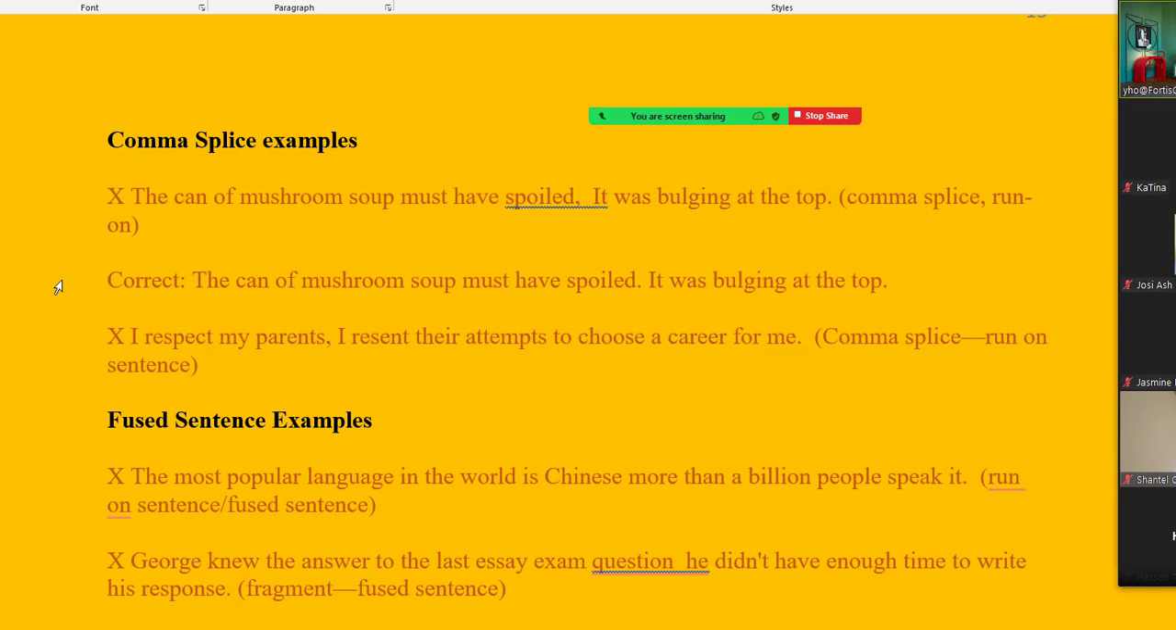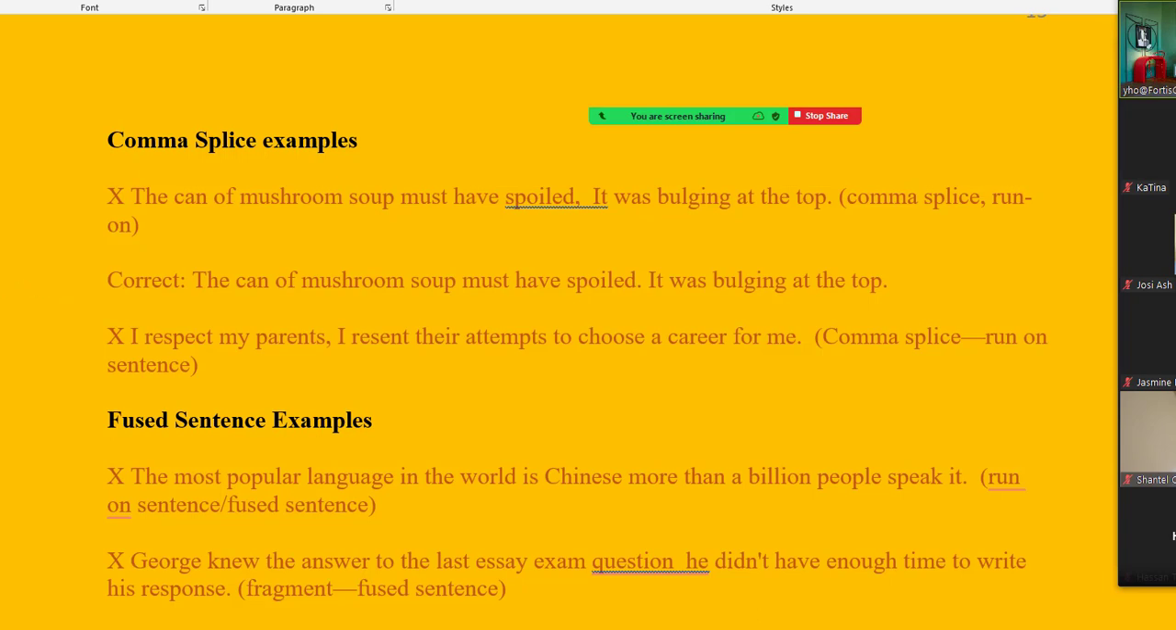The can of mushroom soup must have spoiled, comma, it was bulging at the top. So this is a comma splice run-on because you have an unnecessary comma after spoiled. The correct one is: The can of mushroom soup must have spoiled. It was bulging at the top. Or you could say: The can of mushroom soup must have spoiled, and it was bulging at the top. So you can put in a coordinating conjunction and turn it into a compound sentence, okay?